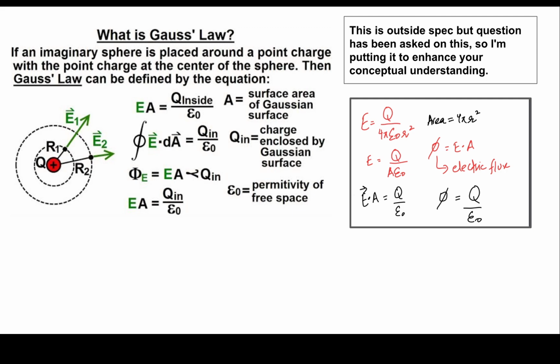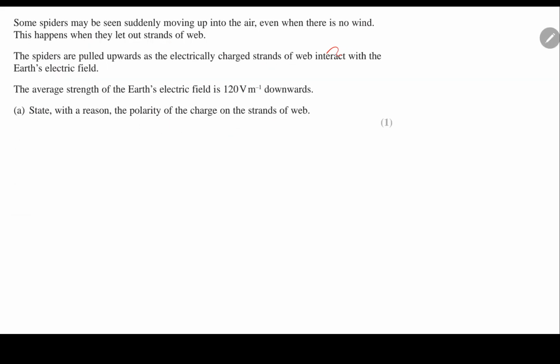Alright, so we have a question from the IAL specification, and it has some of the Gauss's law concept. That's why many students found this question challenging, but let's attempt it. Some spiders may be seen suddenly moving up into the air, even when there is no wind. This happens when they let out strands of web. The spiders are pulled upwards as electrically charged strands of web interact with the electric field of the earth.